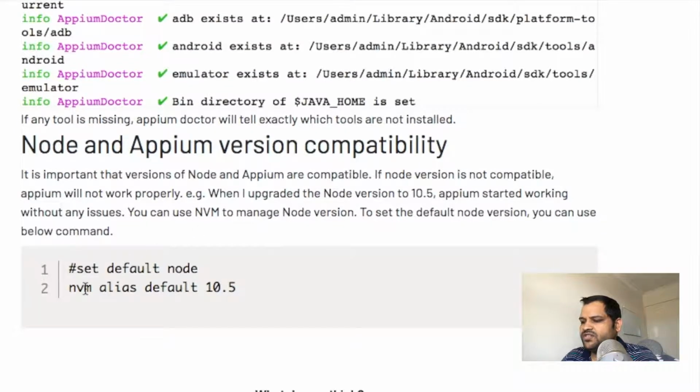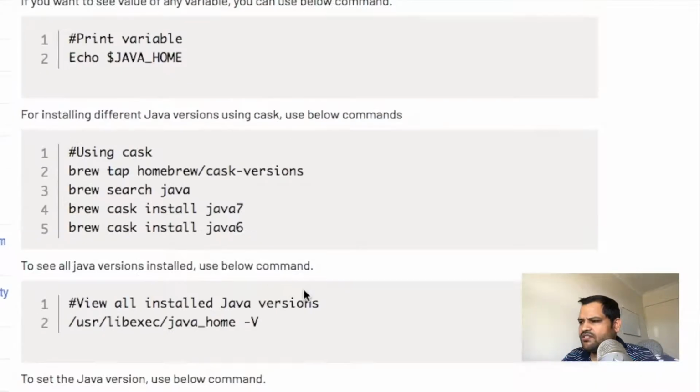And finally, to set the default node for your command line, you can use this command, nvm alias default 10.5. That means whenever I launch a new command prompt or terminal, node will be set to the 10.5 version. So all these tools are required.